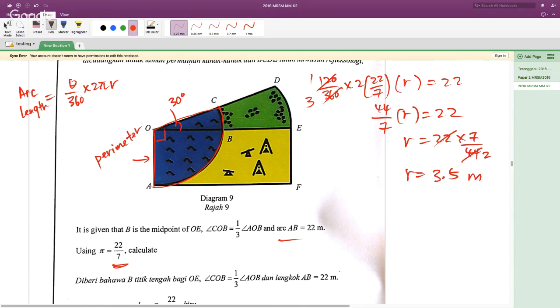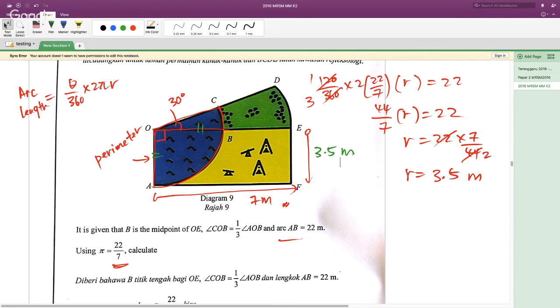Since R is the midpoint, the total here should be double of it. So A to F should be 3.5 multiplied by 2, which is 7 meter. Since this is the radius, I know here is 3.5 also, because R is 3.5, isn't it? So both of these should be the same length. Here is 3.5 as well. Just to make sure you understand that.